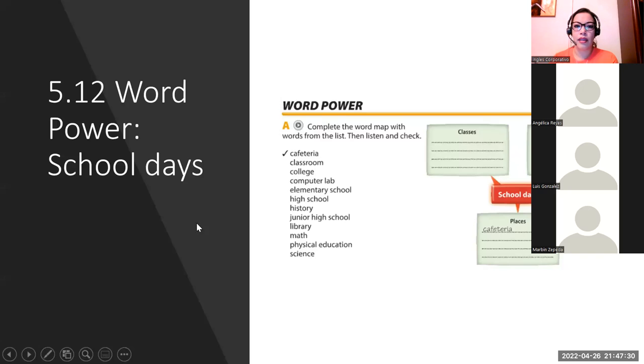And then, yeah, ya casi terminamos la plataforma. Nos falta el word power. School days, vamos a ver este vocabulario que es acerca de los días de clase, ¿verdad? Como para recordar y también practicar un poco de pronunciación.